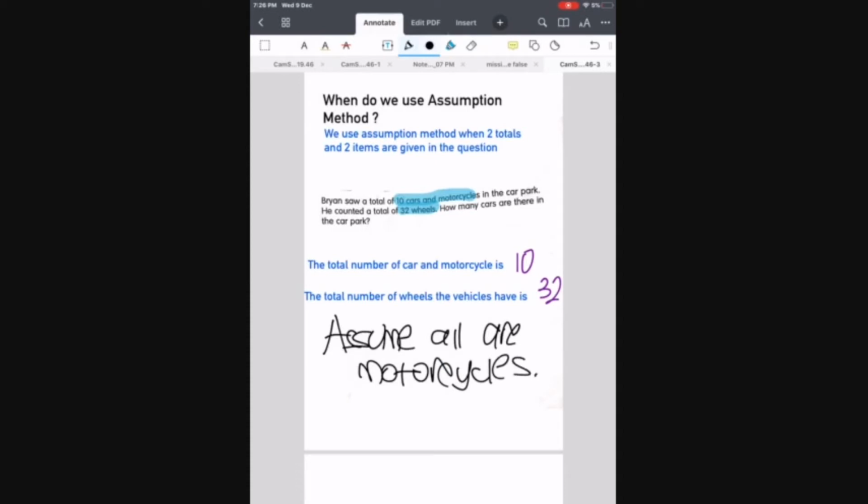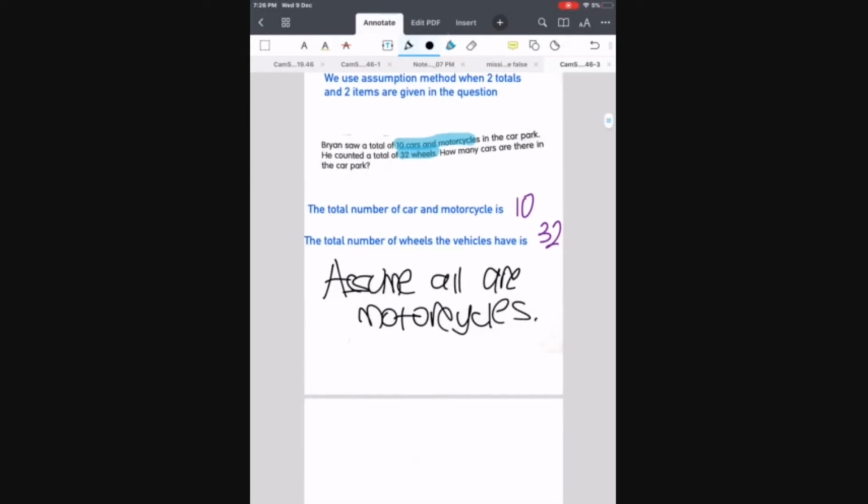Okay. So now there are a total of 10 items. Since we assume that there are 10 motorcycles, we do not need the total of 32 wheels for now. A motorcycle has 2 wheels. So after assuming there are 10 motorcycles, what we do now is the 10 motorcycles in the car park that we assumed times the number of wheels they have. Then you get 20, the number of wheels we get after assuming that all are motorcycles.